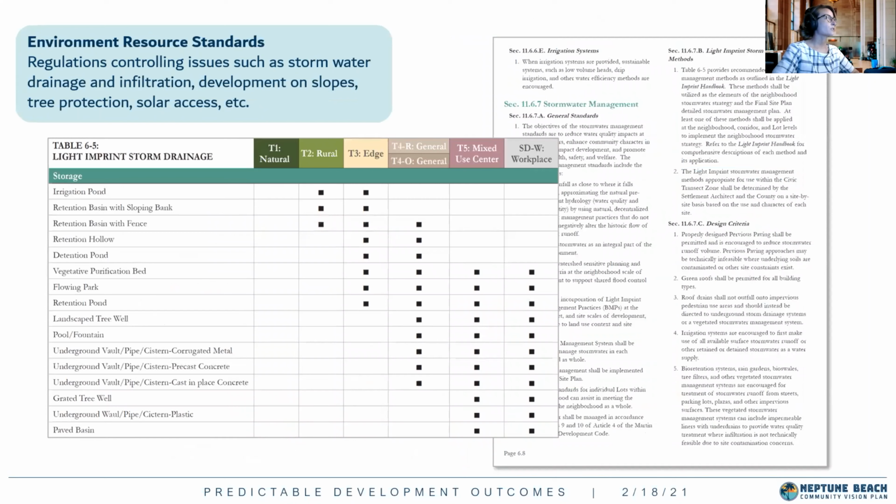And environmental resource standards help regulate stormwater management and site design criteria. Again, this is something you would find in some capacity in most conventional codes as well. In a form-based code, you would also have them, and they can be as comprehensive or not as the community desires.